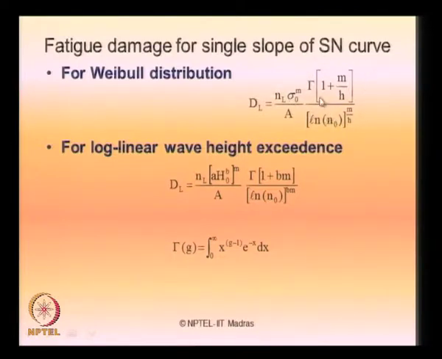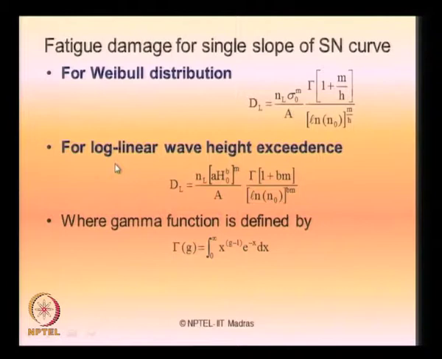The gamma function is evaluated using this equation, and this is a natural logarithm of n naught m by h, where h is defined already. If it is log linear wave height exceedance, then use this equation for fatigue damage. If the slope of the SN curve is a single value, there also you have got the gamma function. In this case use the stress range, whereas here you use the h value, which is the wave height. The gamma function in both these expressions is given by a simple equation like this.